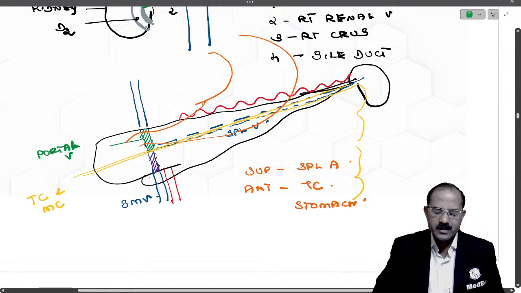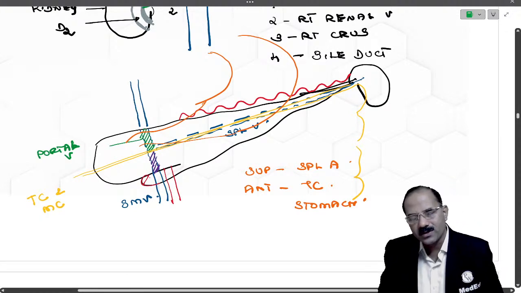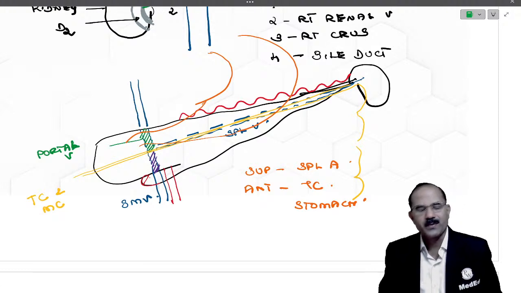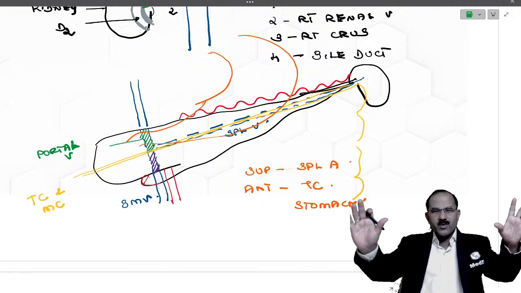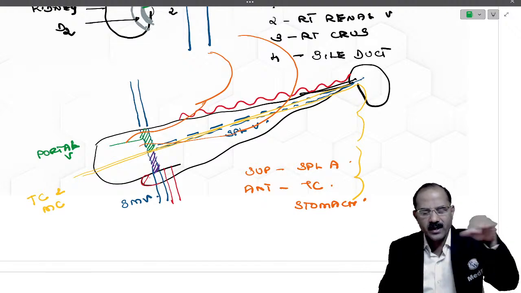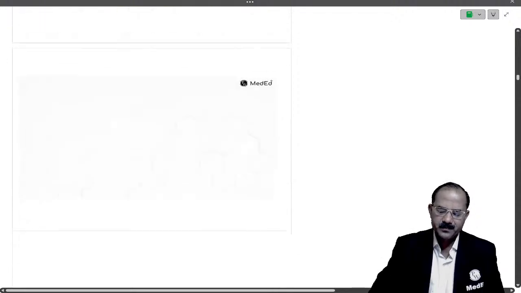Anterior relation of uncinate. This is the uncinate process. So the anterior relation of the uncinate process is the superior mesenteric vessels. The posterior relation is the abdominal aorta. Perfect. Clear with the pancreas? Embryology, I'll take a different lecture for you. The entire embryology, what is maximum important, that we will do.